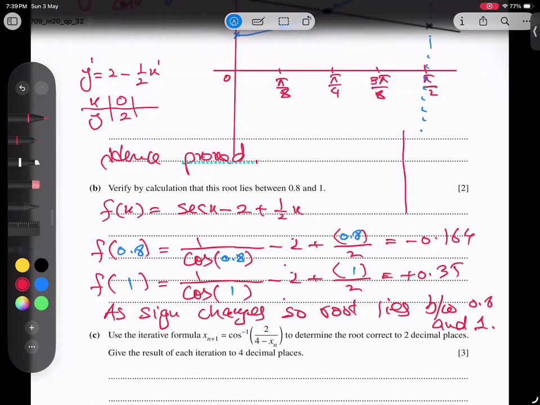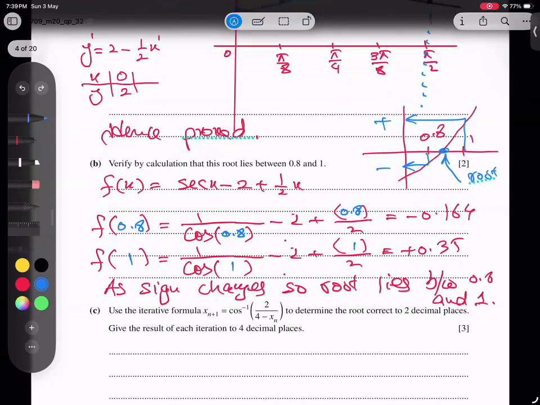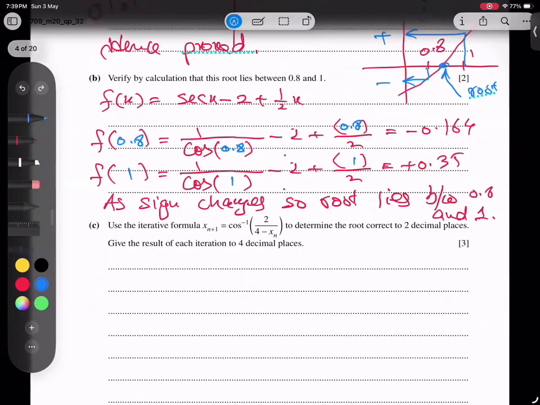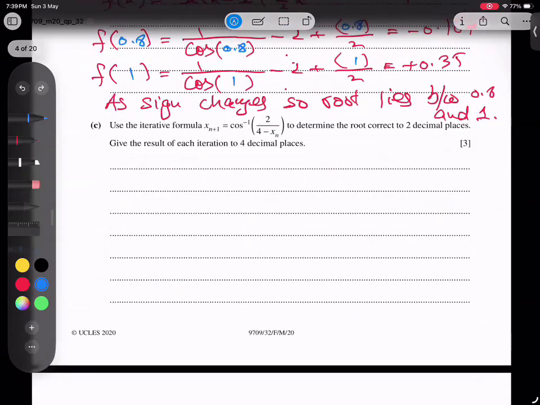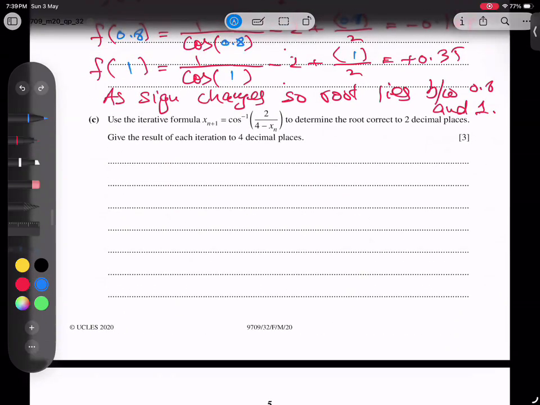So it means the graph is like this. 0.8 is here and 1 is here. Against 0.8, I have a negative answer. Against 1, we have a positive answer. So when the sign changes, it means the curve cuts the x-axis, and the root lies there. Now how to do this one? Use the iterative method to find this answer. Now this equation I'm using: first of all, I will plug 1 into the whole equation. When I plug in 1 plus 1, I get 2.